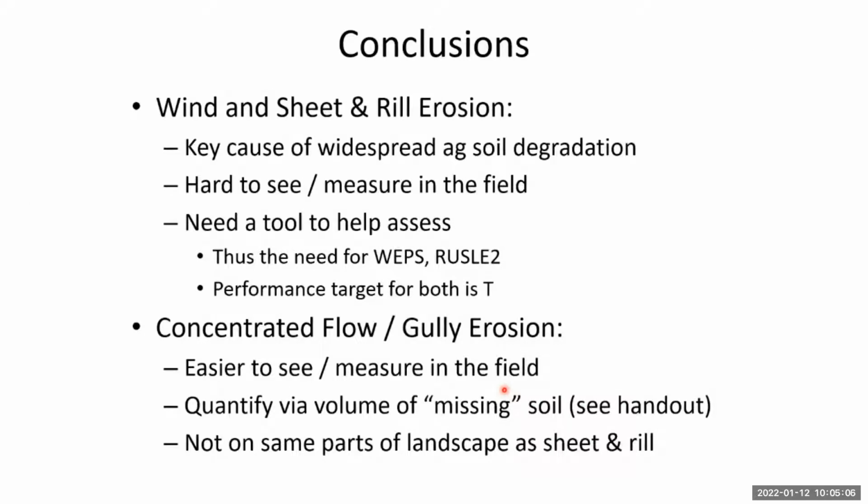Wind and sheet and rill erosion are a key cause of soil degradation. They're very hard to see and measure in the field, right? Wind and especially sheet and rill erosion take a uniform layer of soil off, while concentrated flow and gully erosion are much easier to see in the field, and they're not on the same parts of the landscape.